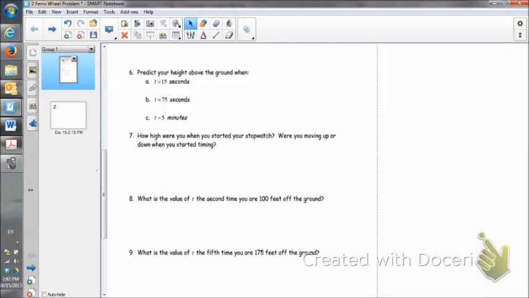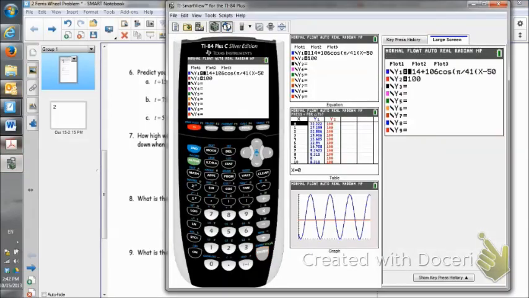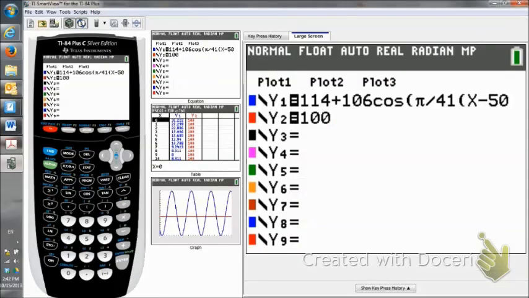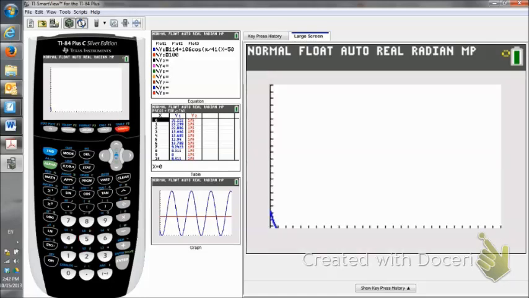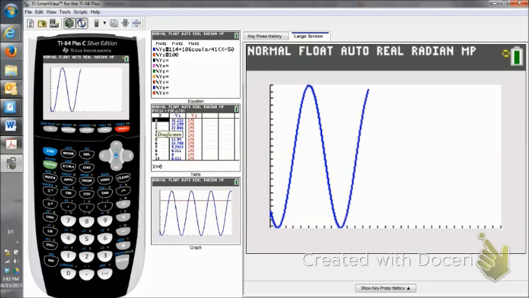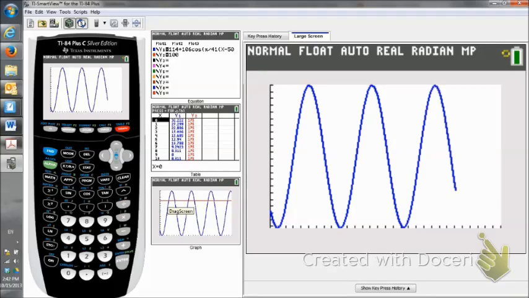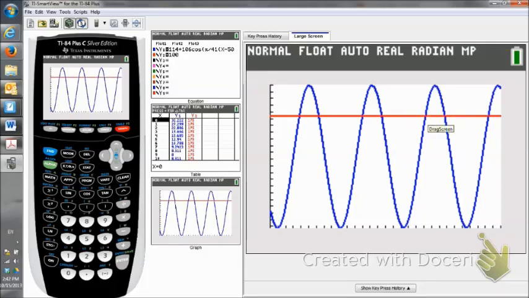Alright, so the last question, it wants to know the fifth time that I am 175 feet off the ground. Okay, so I'm going to do that the same way. I'm going to change my y. My y is going to be at 175. So I'm going to look at my graph, and it's going to graph the whole thing again. And I'm going to find the fifth place. There's 1, 2, 3, 4, 5. Okay, so I'm going to try to find that fifth place.